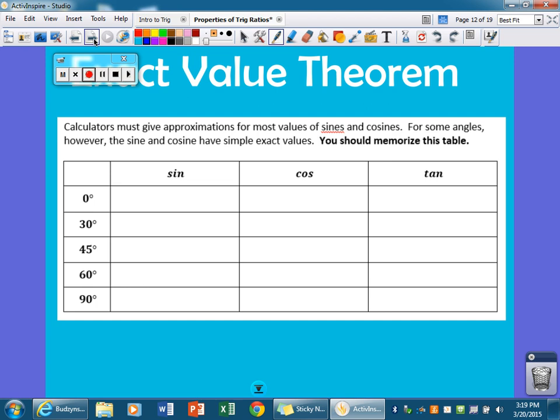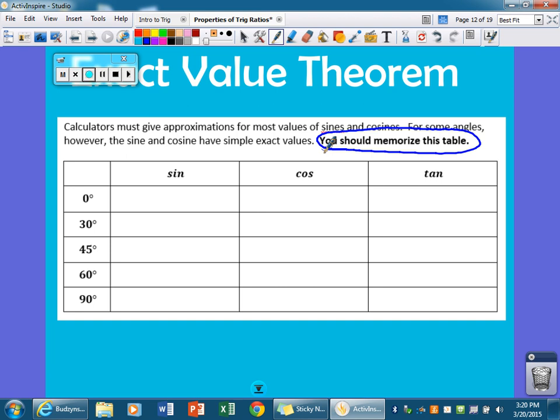Now this table you have to memorize. You're going to need to memorize it before the test. I'm probably going to be giving you a couple of pop quizzes on this because it is so important. There is a pattern to this table, and that might help you, might not. You might just want to memorize it.